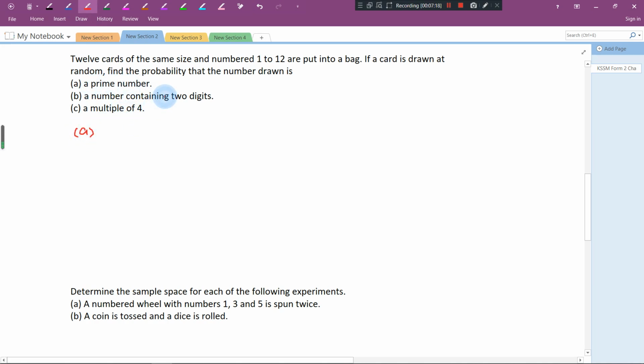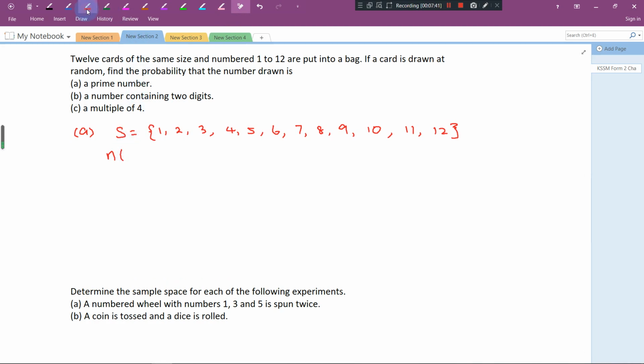Prime number. Okay, it's very important. We need to know the sample space. So the sample space will be 1 to 12: 1, 2, 3, 4, 5, 6, 7, 8, 9, 10, 11, and 12. Okay, so n(S) will be equal to 12, because we have 12 elements over here.